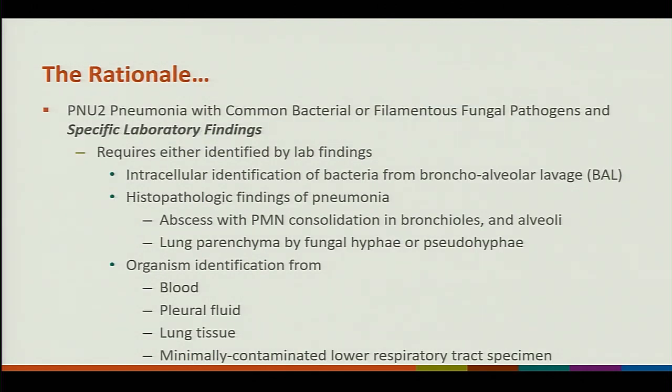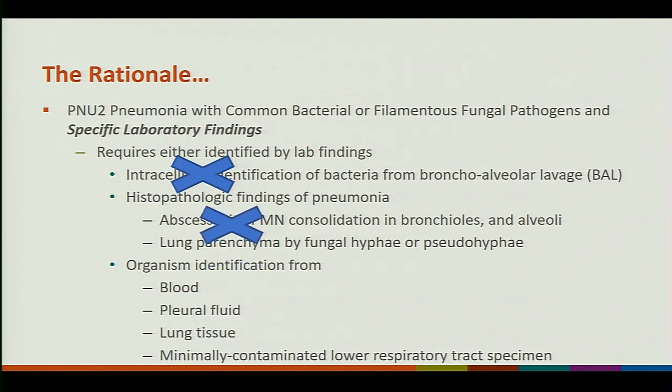The pneumonia 2 criteria require specific lab findings of pneumonia, and let's look at what they are. It requires either intracellular identification of bacteria from bronchial alveolar lavage. Do we have that? No. Histopathologic findings of pneumonia, an abscess with polymorphonuclear consolidation in bronchioles and alveoli, lung parenchyma invaded by fungal hyphae or pseudohyphae. We have that? No. PMNs.